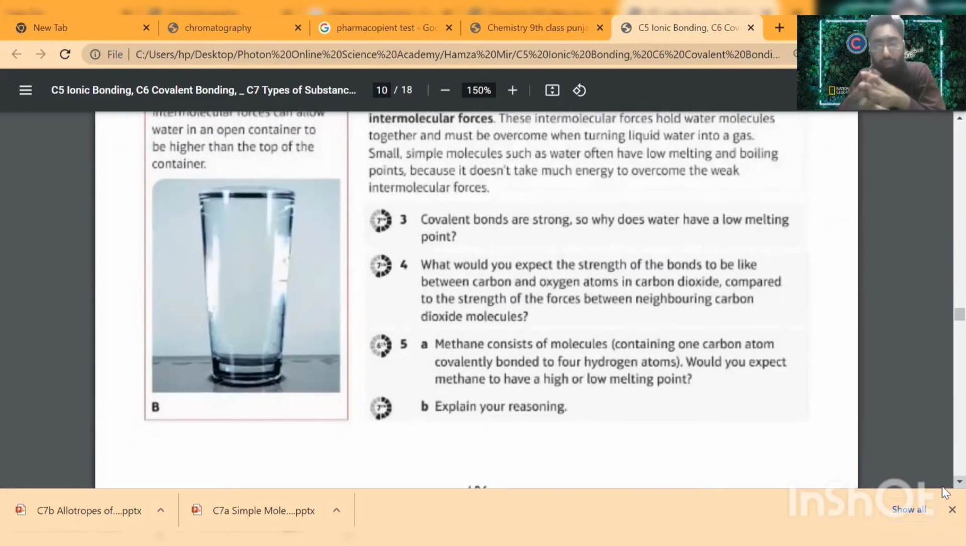Then there are certain questions that are very conceptual and very important. Just try to solve these questions. Covalent bonds are strong, so why does water have a low melting point? Let me find the answer in proper wording, then I will share this answer with you.